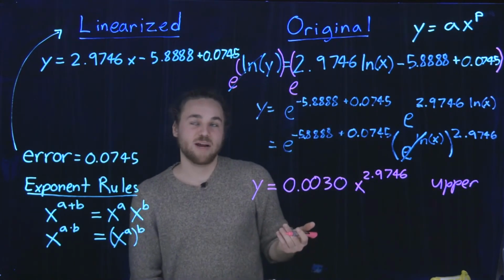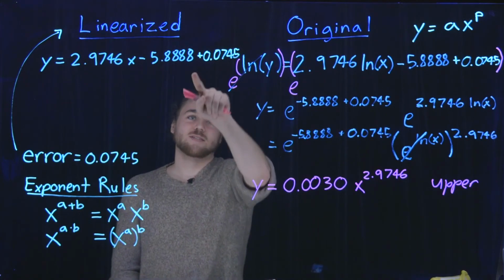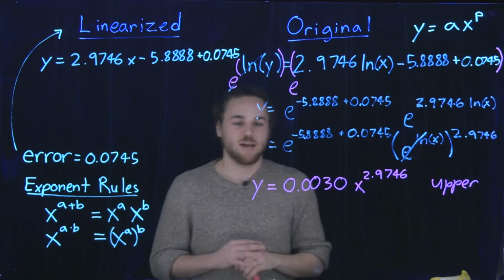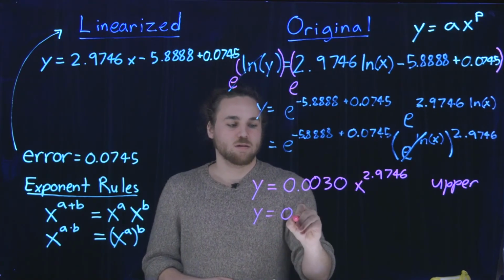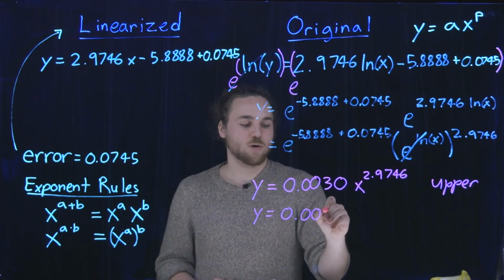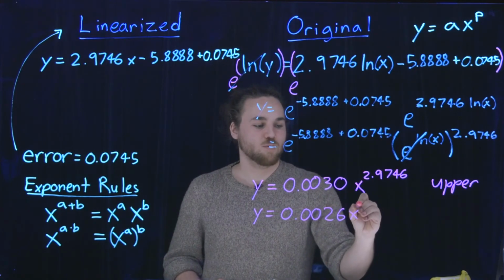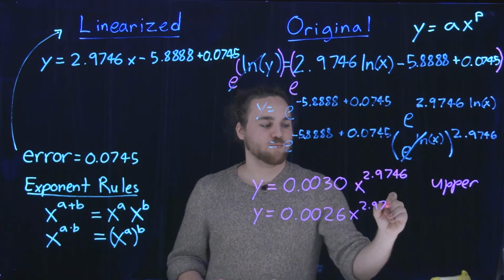To find the lower bound, all we'd have to do is subtract the error from our equation. And what we'd get from that is just 0.0026 now, with x to the same exponent.